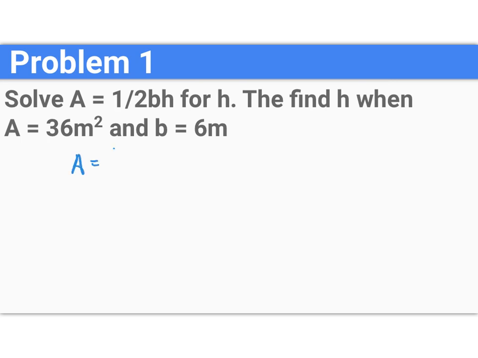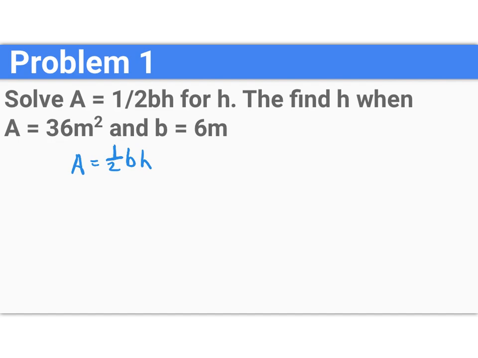A equals 1/2 base times height. This is the formula for a triangle. Find H when A is 36 and B is 6. Now, what I could have done and probably should have done for the record is to move all the letters and isolate the variable. But sometimes it's just easier to show you the numbers. So I'm going to do it both ways.